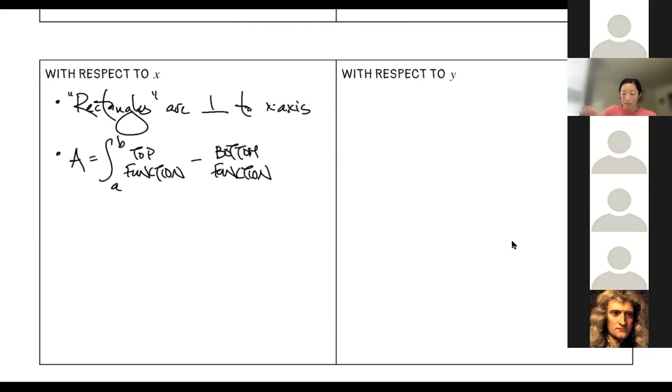Now, this is sort of a big deal here, but because the rectangles are perpendicular to the x-axis and we're integrating with respect to x, we want to seal the end of this equation with a dx. Okay, so when we have a dx, that means we're saying with respect to x. It might be helpful to note here that a and b are x values.